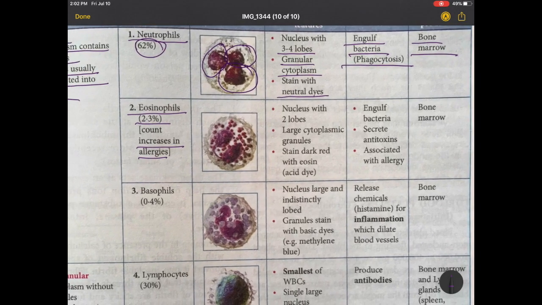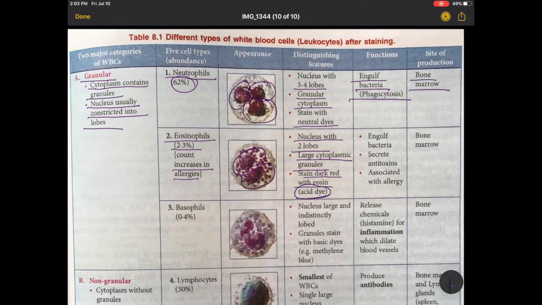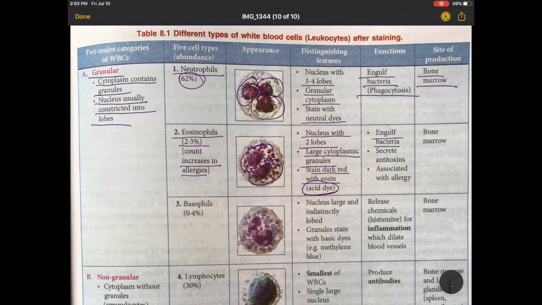If you look at the nucleus, how many lobes do you see here? 1, 2. So the nucleus has 2 lobes. It has large cytoplasmic granules. The grains you can see are very large, and they stain dark red with eosin, which is an acidic dye. That is why they are known as eosinophils. Eosin is the name of the acid dye. The function is it engulfs bacteria, again phagocytosis, and it secretes antitoxins, and it is associated with allergy. That is why the count increases when you have allergy, and again it is produced in the bone marrow.